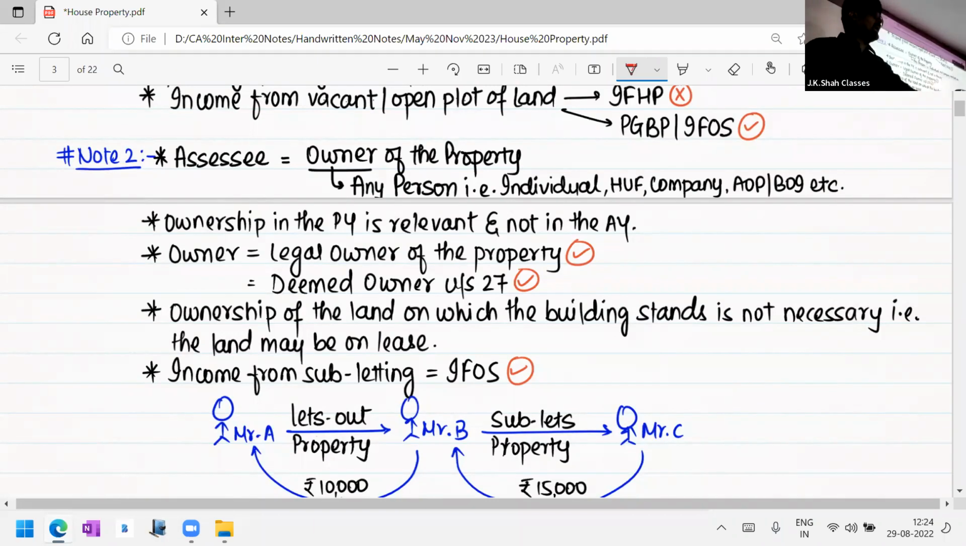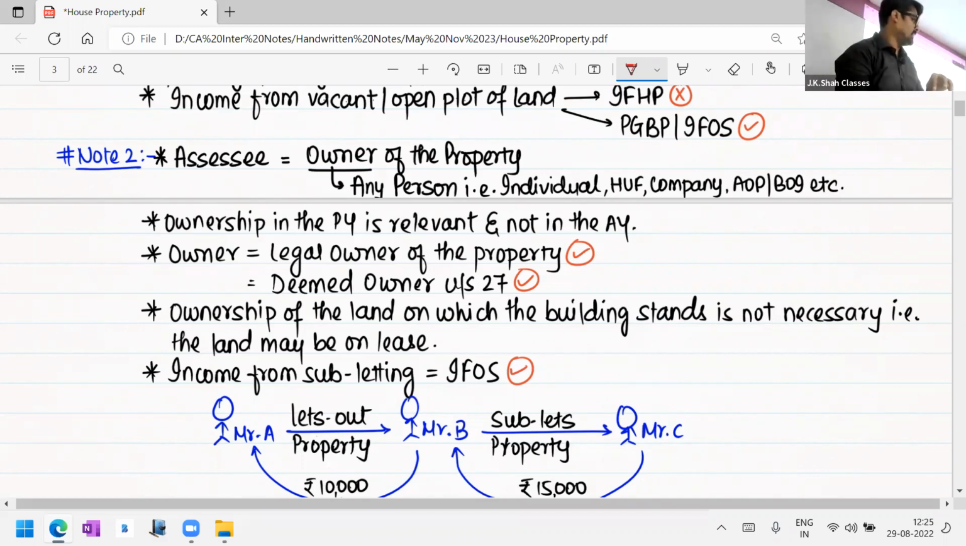What does this mean? Anyone can tell me. Ownership of the building is required, not the land on which the building stands. What is written in the charging section? There should be house property, and you should be the owner. It does not require ownership of the land on which this property stands. So section 22 charge will get attracted automatically once you are the owner of the building itself, even though you are not the owner of the land on which the building stands.